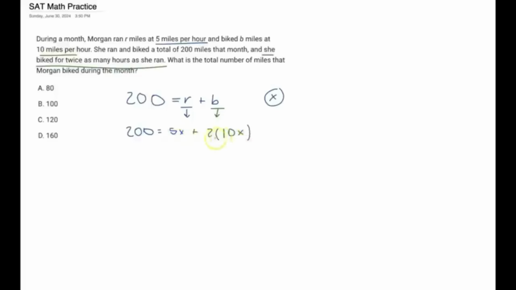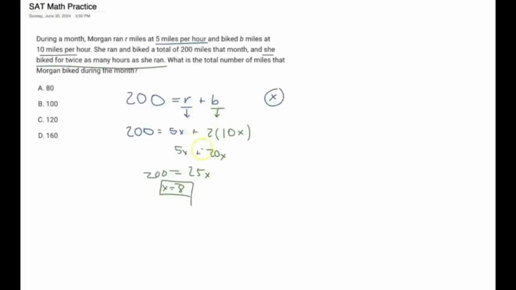So we have 5x plus 2 times 10x. So this becomes 20x. And this is 5x. So this becomes 25x equals 200, right? And so if we solve for x here, we get 8. So 8 doesn't have a real meaning in this problem, but if we plug this in to each of our rates, we can actually find the answer.